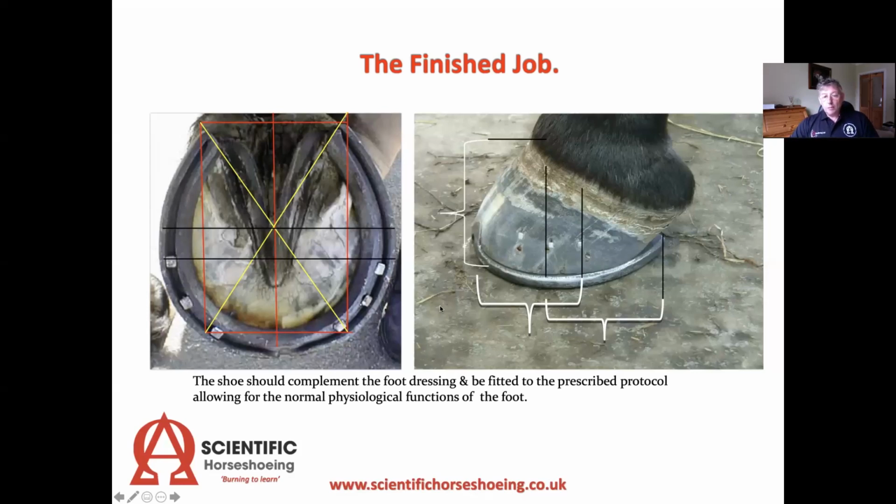When we use our method of assessing proportion, if we measure from the pillars to the center of rotation, that should equal the distance from the heel to the center of pressure. These distances should also relate to wall height, from the toe wall length to the top of the coronary band. If all these proportions relate, then the shoe should complement the foot dressing and be fitted to the prescribed protocols, allowing for the normal physiological function of the foot. This will give you an idea that the foot is geometrically proportionate, maintaining soundness.